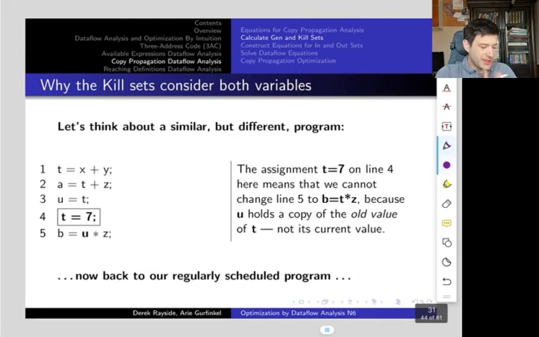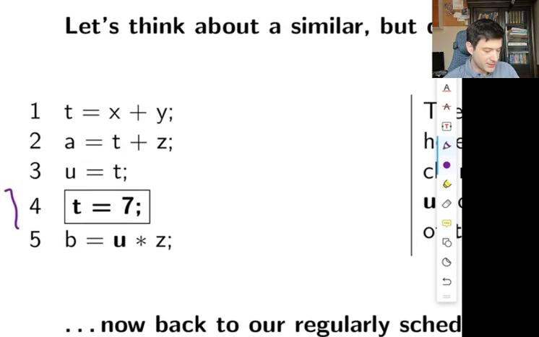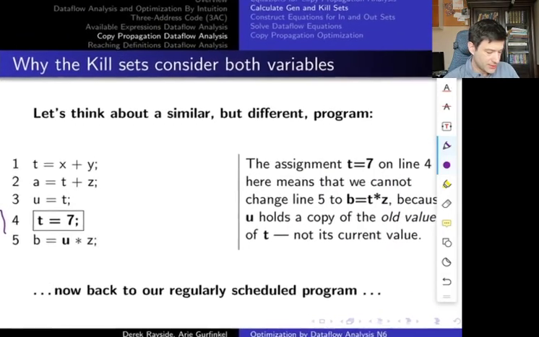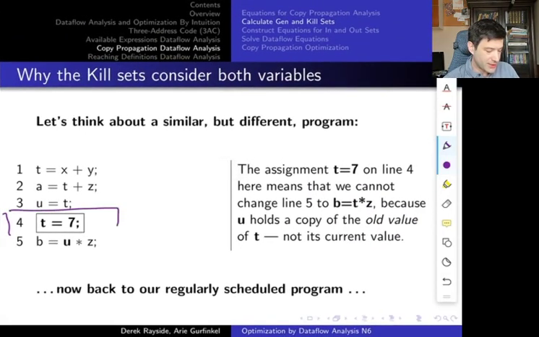Now, there may be a question: why do we need to kill also when t is changed? Why do we need to kill a copy of u? Here's an example where we're taking the same program as before, but we added this extra line in here. And in this example, it's clear that we can no longer copy propagate an assignment from line 3 to its use at line 5.